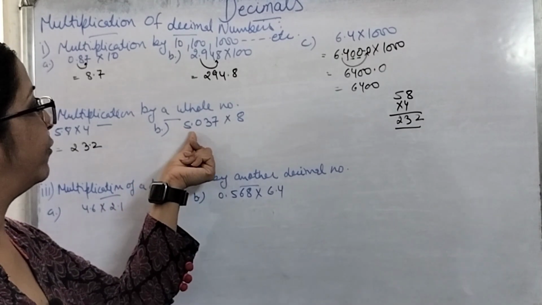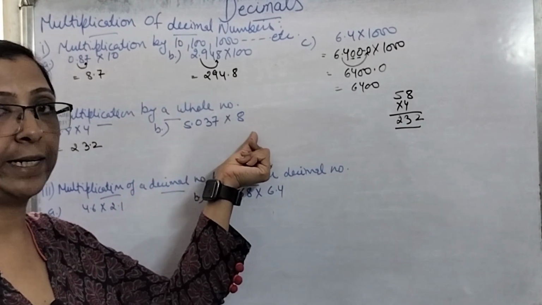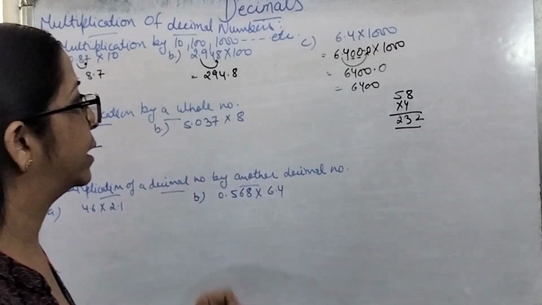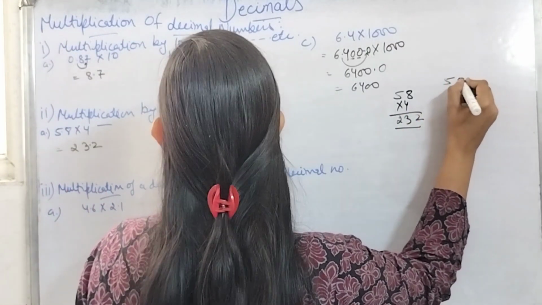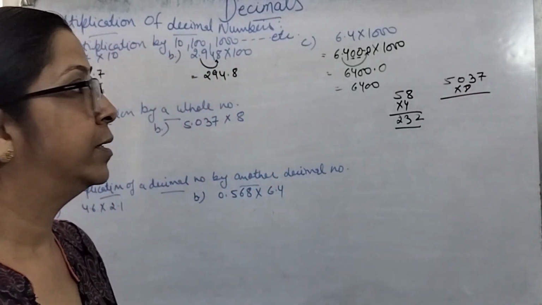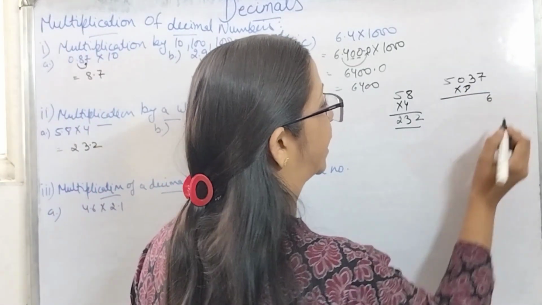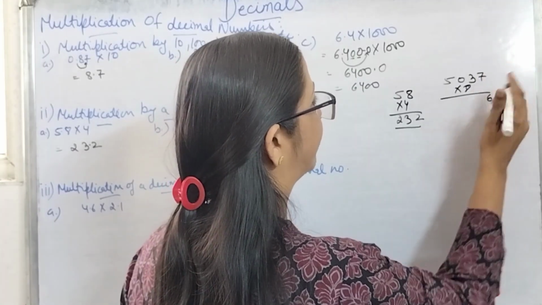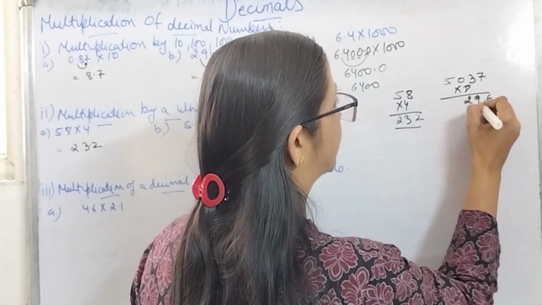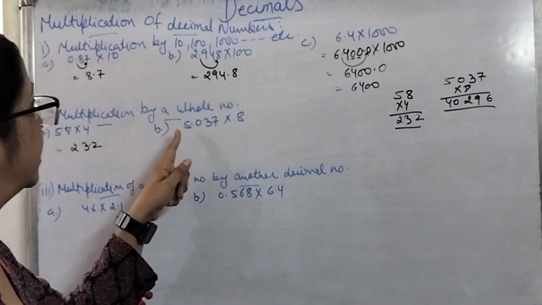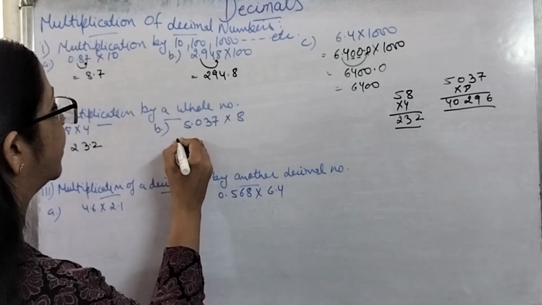If we have to multiply 5.037 into 8, again we ignore the decimal right now. So the number becomes 5037, and we have to multiply this by 8. 7 8s are 56, carry over 5. 8 3s are 24, 24 and 5 will be 29. So we write 29, and 5 8s are 40. So the product of 5037 and 8 is 40,296.